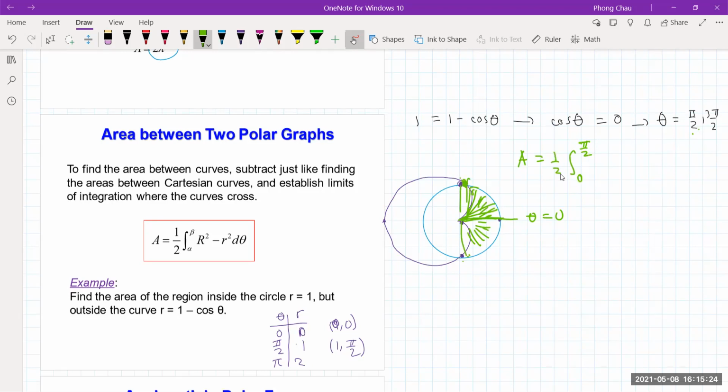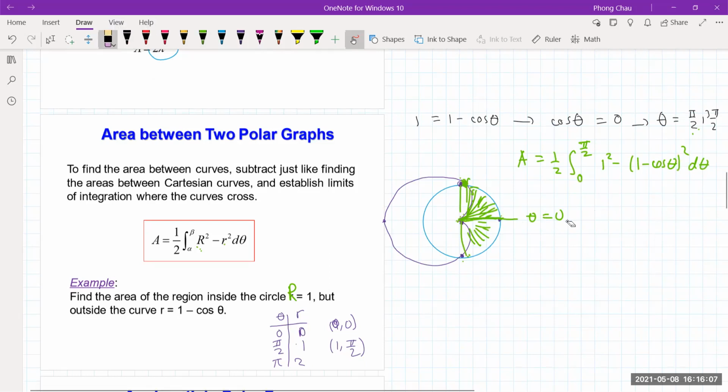And then that's 1/2 R squared minus r squared. Which one is the capital R? The one that's actually further away. If you look at this one here, between the purple and the blue, the points on the blue are further from the pole than the points on the purple graph. So your capital R is this. We end up with the integral of 1 squared minus 1 minus cosine of theta squared, d theta. So that is our setup.